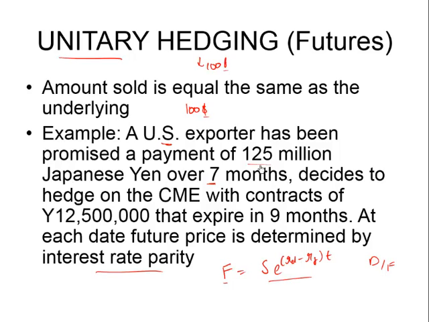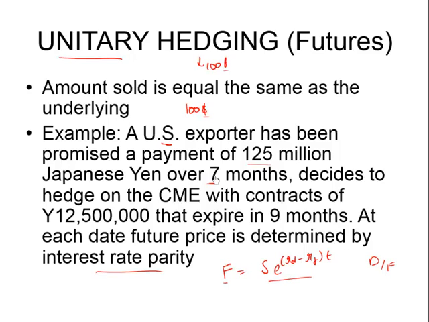But the problem is that he is not receiving the payment right away. If he got it right away, he could have just converted it into dollars. He is getting the payment 7 months later, whereas his expenses are probably going to be right away. The problem that may happen is that 7 months later, the Japanese yen may depreciate. If the yen depreciates, then it will buy back fewer dollars and he may not get as much money as he anticipated. To hedge this risk, note that this 125 million is an accounts receivable, so it's an asset that is going to come 7 months later.